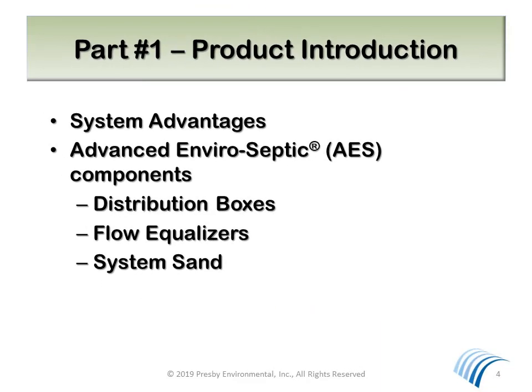In this section, we're going to discuss some of the most important advantages to using AES. Then introduce the individual components that are typically used in most systems, which includes a discussion about the sand surrounding the pipes, or what we refer to as the system sand. And we'll also include a few words about the familiar distribution box configuration.